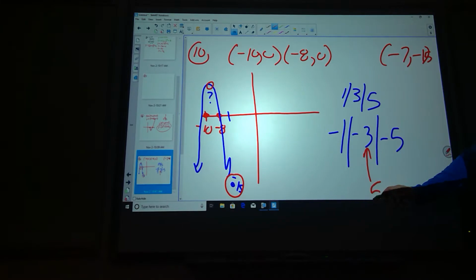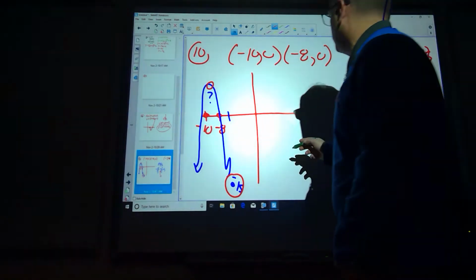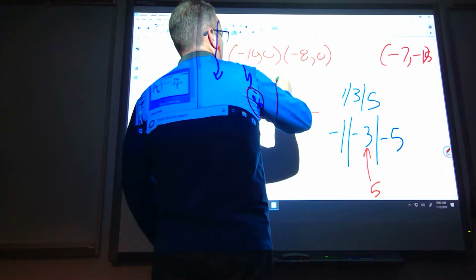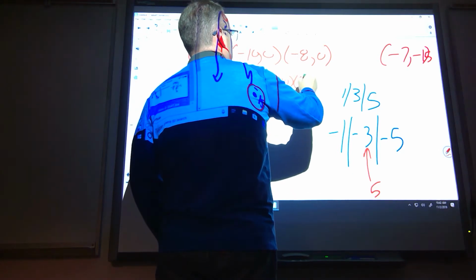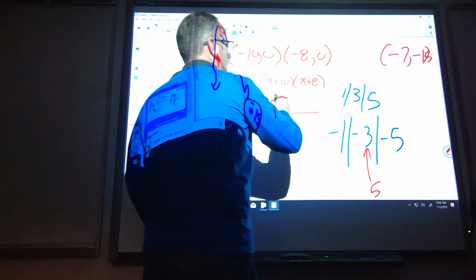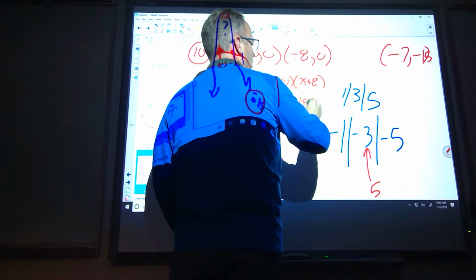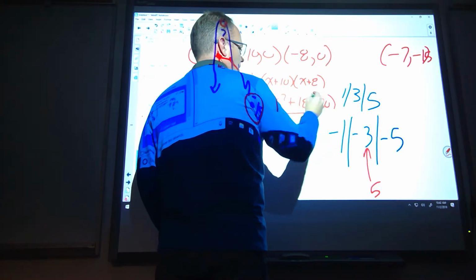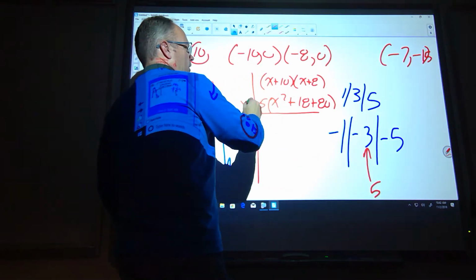So then that means my equation needs to be x plus 10, x plus 8 times 5. Let's multiply this out: x squared plus 18x plus 80 times 5. So right there is my equation.